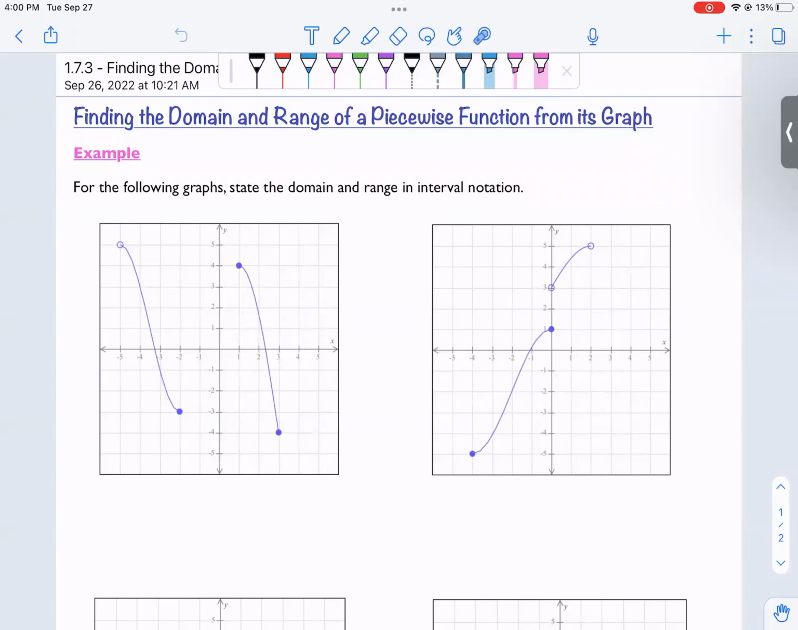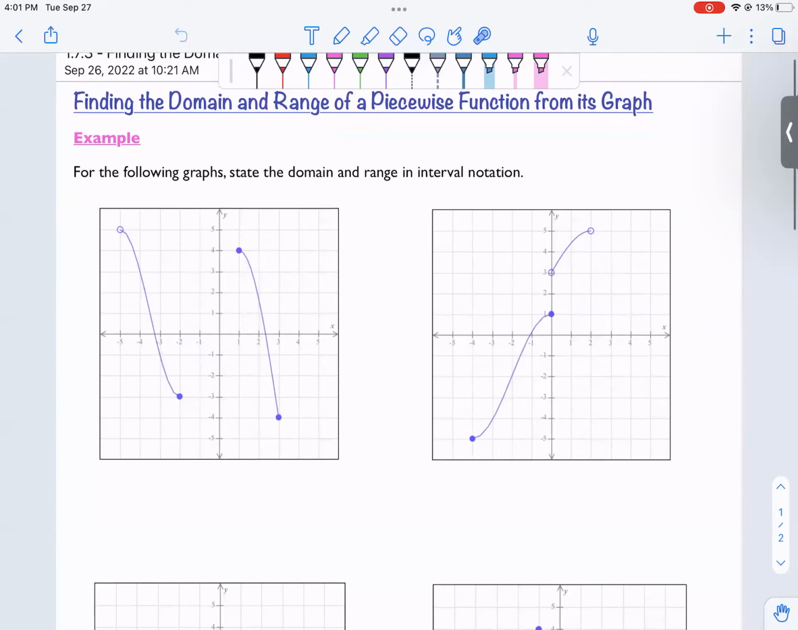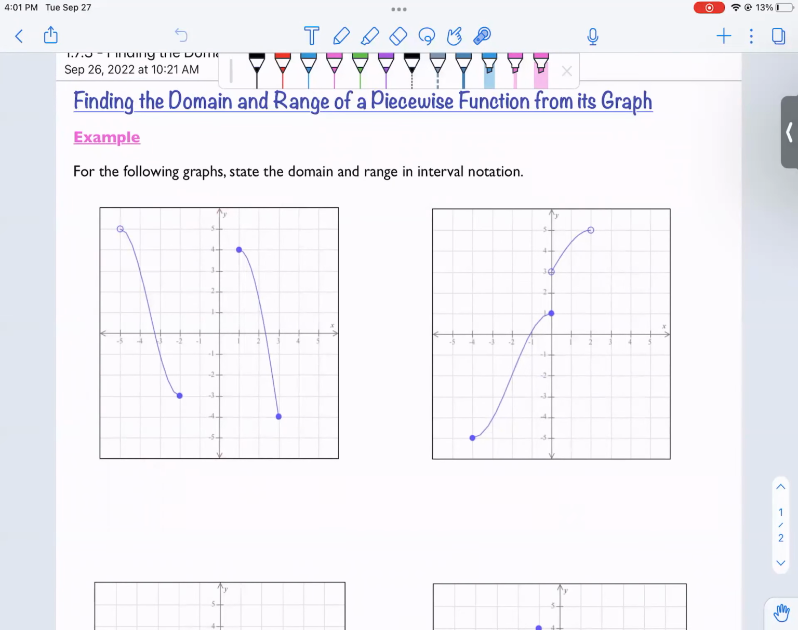Domain and range of piecewise functions from their graph. We've talked about finding the domain and range of a function from its graph before. This is really just adding on a fun new piece because we're working with piecewise functions. So remember, domain is going to refer to the x values, range is going to refer to the y values. So if I'm looking at these graphs, I want to know what possible x values the coordinate points on this graph have.